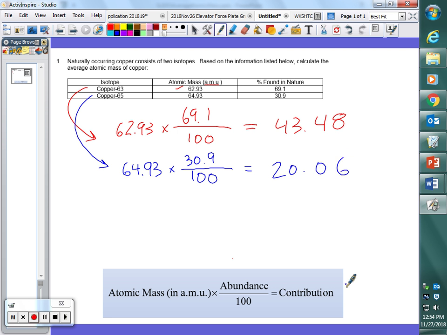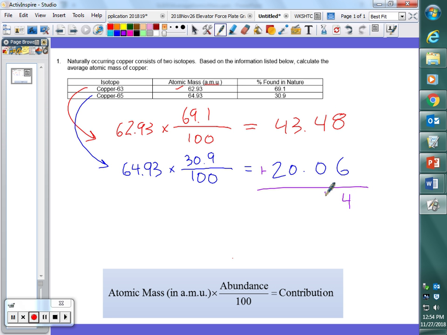All right. We have done these 2 isotopes individually. We have figured out their individual contributions. Okay? What's the last step here? Add them together. Okay? Do not add them and divide by 2. We're not taking the average of these contributions. Doing this fraction right here takes into account that one shows up more than the other one. So all we have to do here is add.